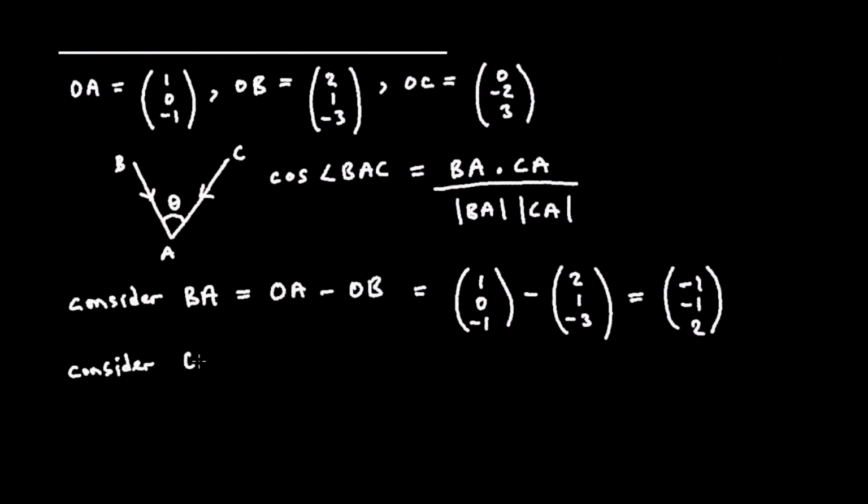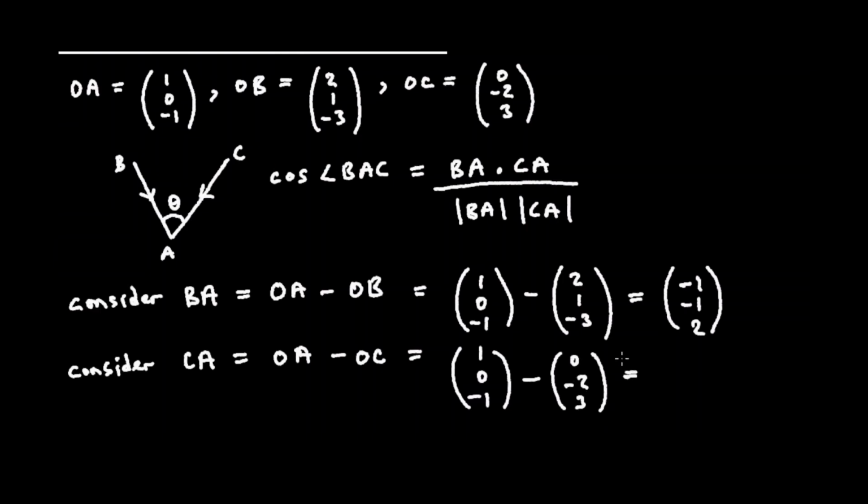So if we consider CA, this will be equal to OA subtracting OC. What is OA? (1, 0, -1). What is OC? (0, -2, 3). 1 minus 0 is 1, 0 minus -2 is 2, -1 minus 3 is -4, and so CA is (1, 2, -4). So we now have BA and CA.